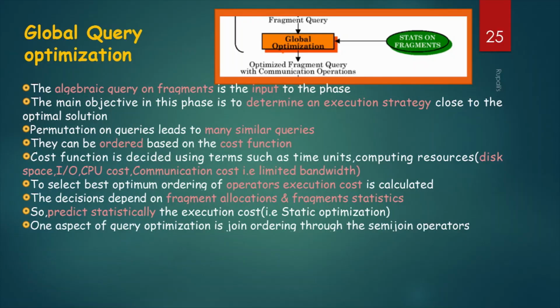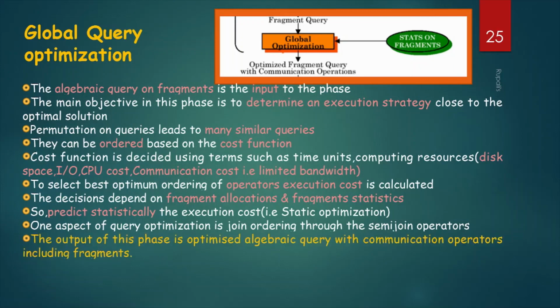One aspect of query optimization is join ordering through the semi-join operators. What is a semi-join operation? We already discussed it earlier in this series. So the output of this phase is the optimized algebraic query with communication operators including fragments.